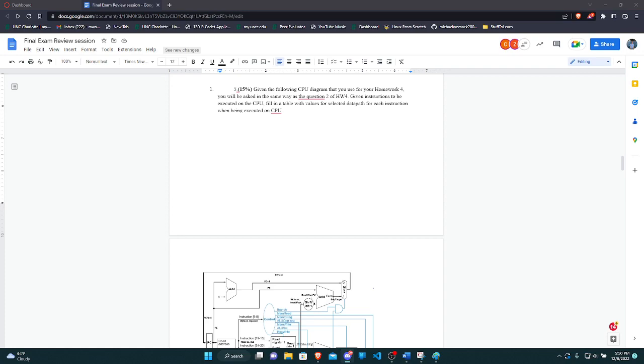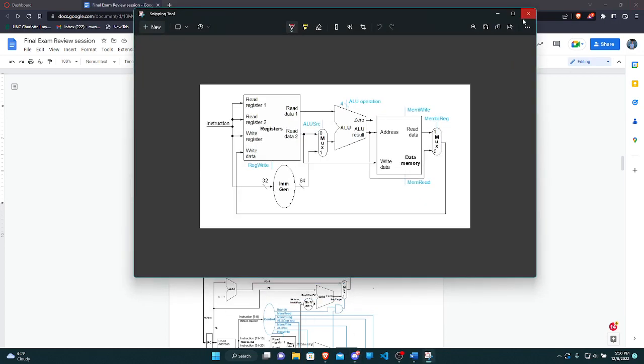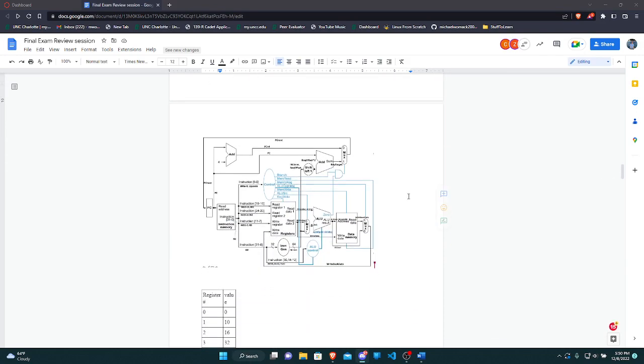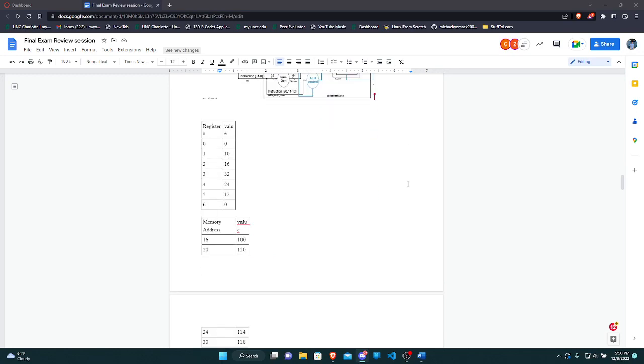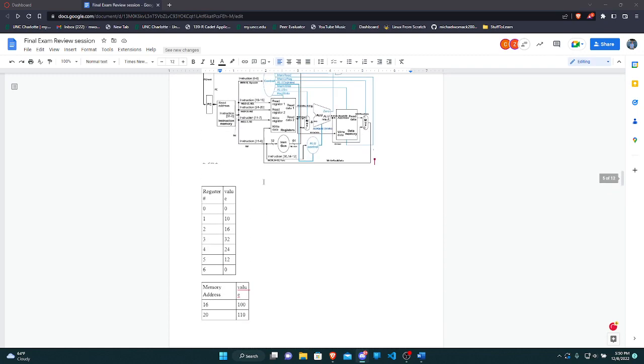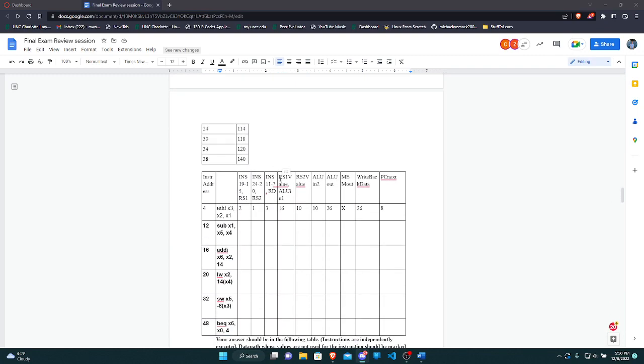All right. So for this one, it says given the following CPU diagram that you use for your homework 4, you'll be asked in the same way as question 2 of homework 4. Given instructions being executed on the CPU, fill in the table with values for the selected data path for each instruction when being executed on the CPU. They give you a big data path picture with a table and the memory values and the memory addresses, and you're going to need both of these tables to fill out the table.